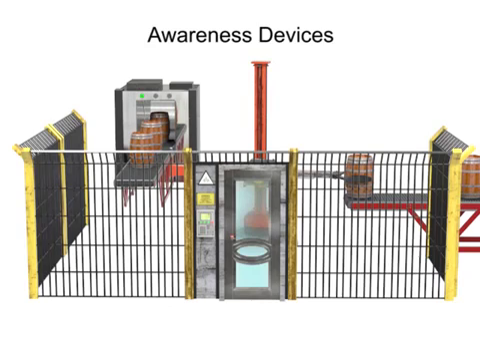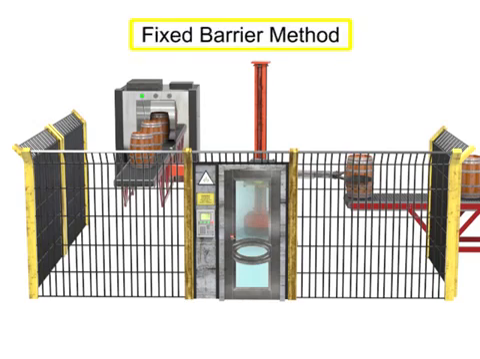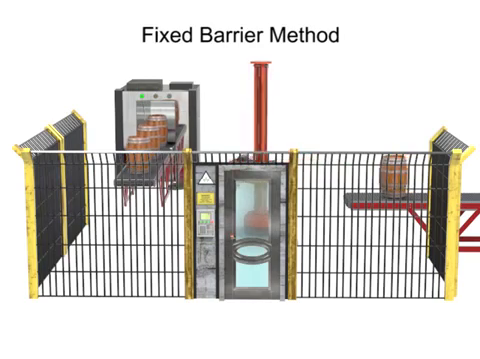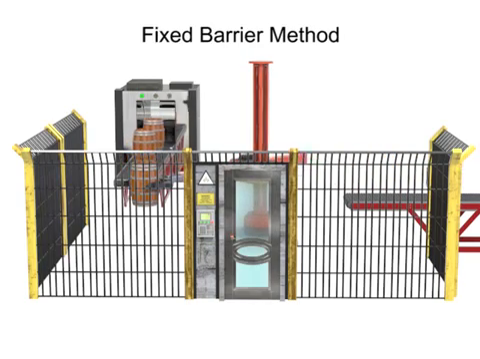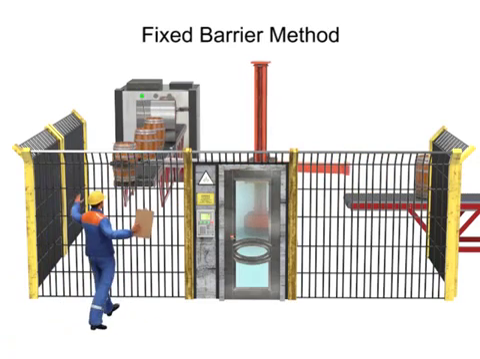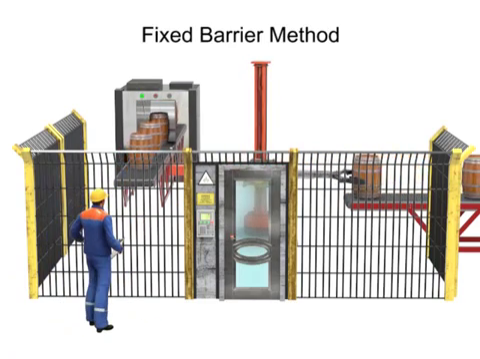Guarding methods are used to prevent unauthorized access to the work envelope. The simplest is known as the fixed barrier method, such as a fence or wall. The physical barrier is put around the work area and is configured in such a way that prevents access through, over, or around without a special key or access code.